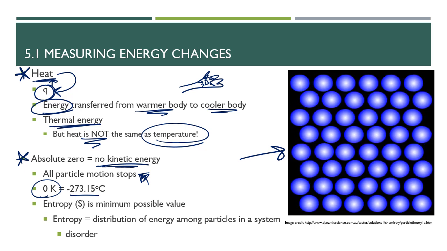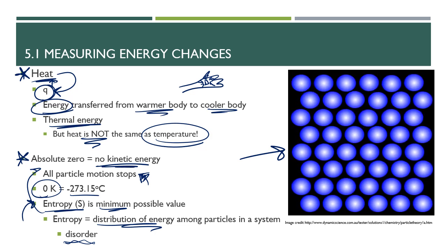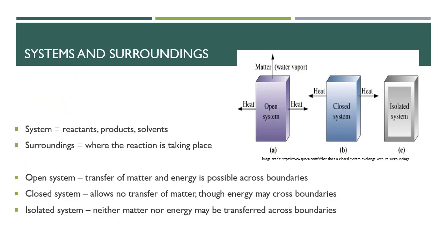Crazy sauce. We're also going to briefly talk about this thing called entropy. Entropy is not a big part of SL Chem. We would talk about it more in HL. But entropy at absolute zero would also have its minimum possible value. Entropy is kind of like disorder or chaos. That's a very simplified view of entropy, but it's really about the distribution of energy among particles in a system. The more spread out things are, the more stable they are, and that's what entropy is all about, is that stability, because energy is well distributed.